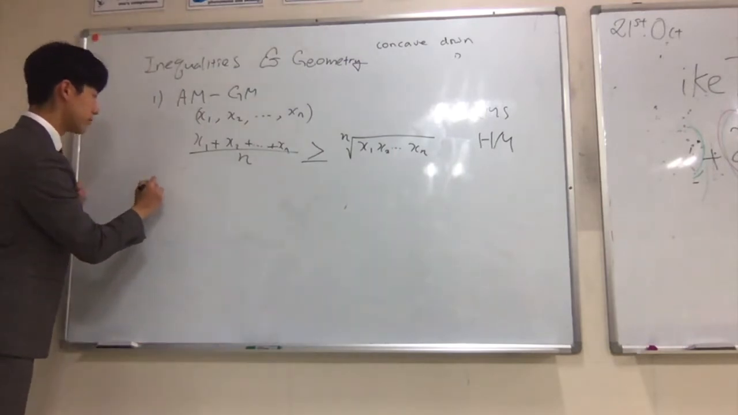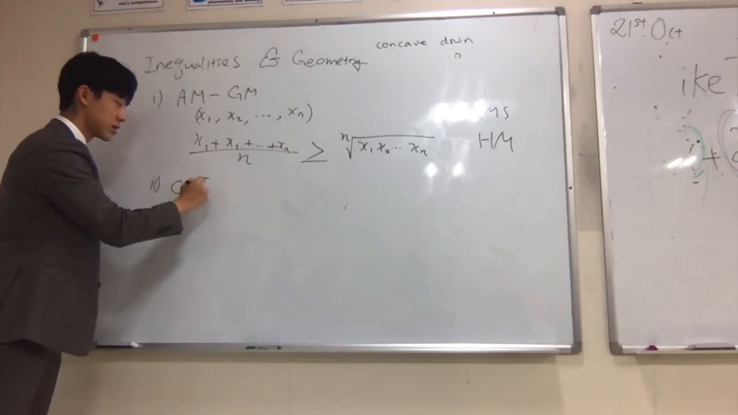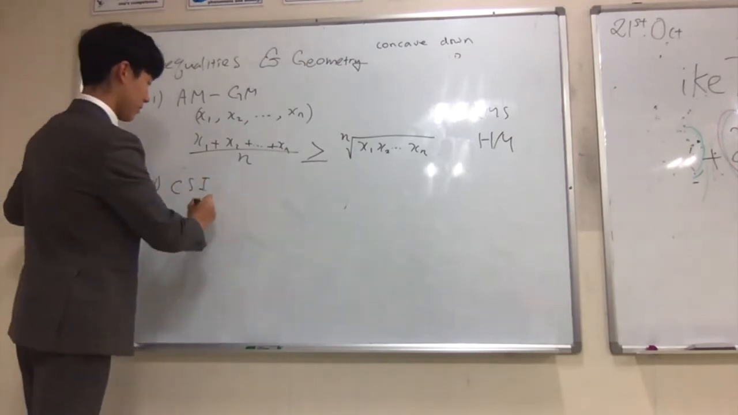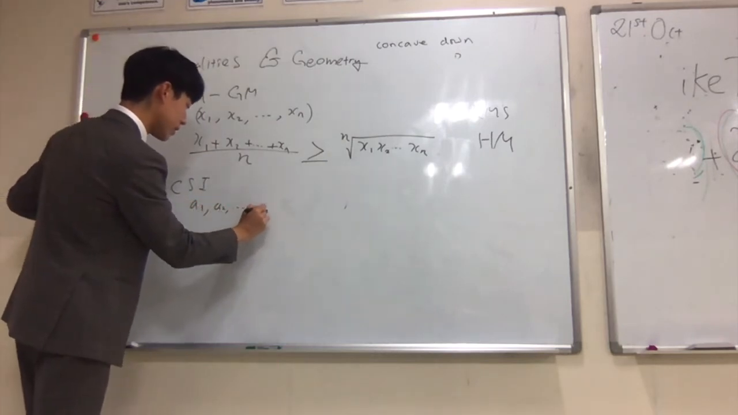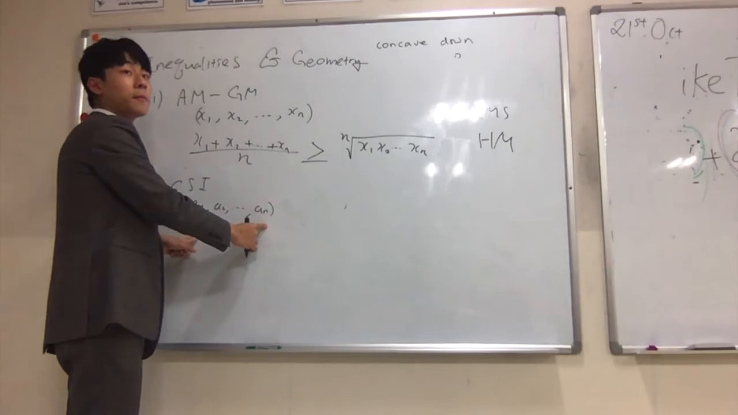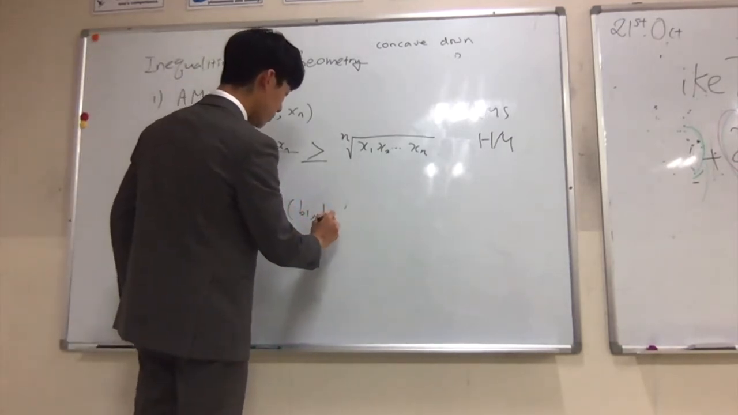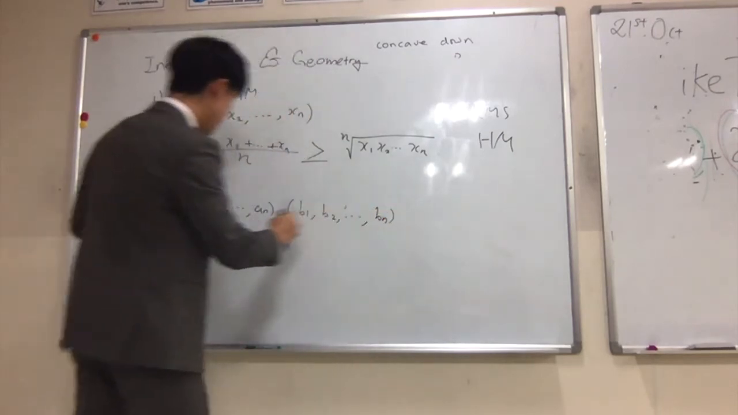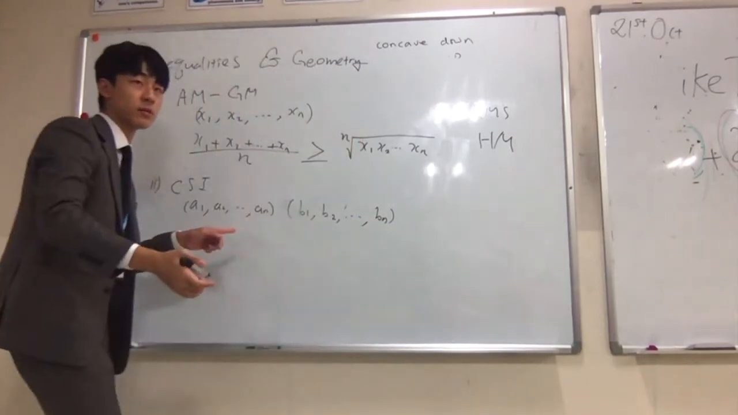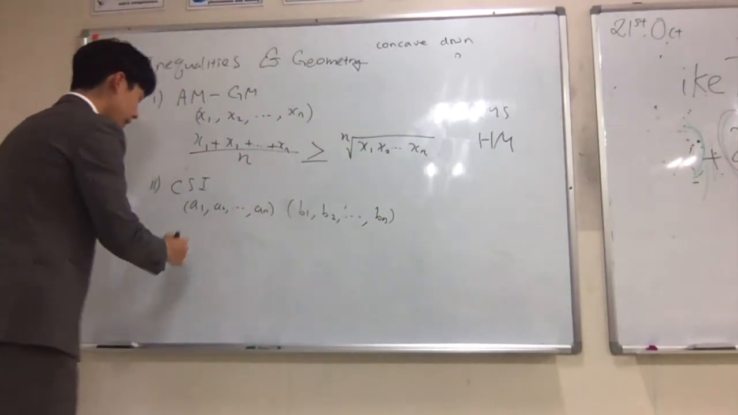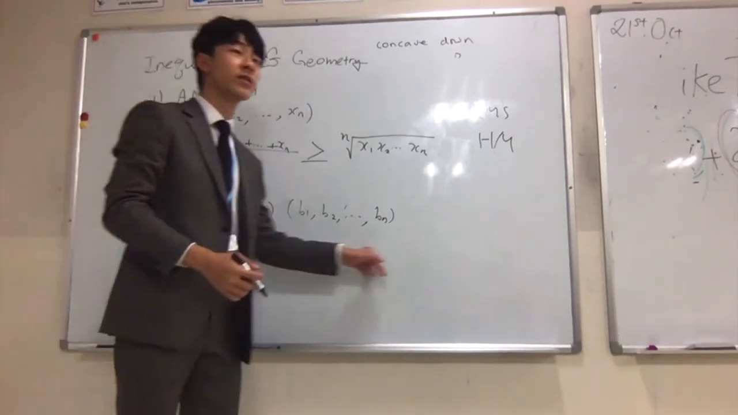we also have the Cauchy-Schwarz inequality, which in short I'll just call CSI. In this inequality, let's say that we have data A1 to An. These are all real numbers. On the other hand, let's say that we have B1, B2, all the way up to Bn. So here we have n data, and here we also have n data. And when I say data, it just basically means numbers. We have n numbers here, and we also have n numbers here.